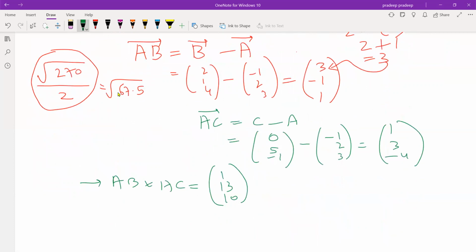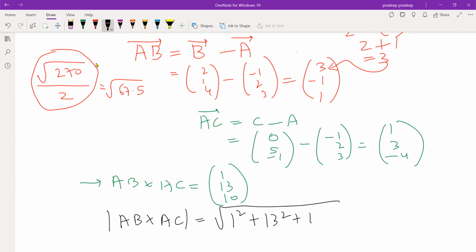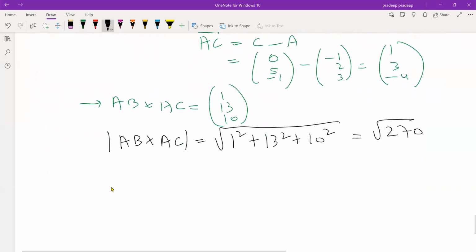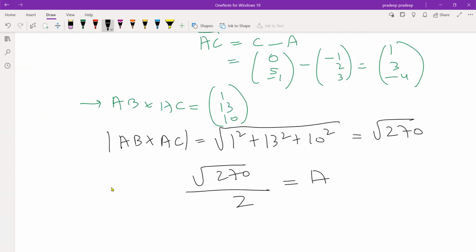After this, we find out the magnitude of this particular vector. So mod AB cross AC will be equal to square root of 1 square plus 13 square plus 10 square. So how much is that? 169 plus 1 plus 100. So this will be square root of 270. This is the magnitude of AB cross AC. Now, since we are supposed to find the area of the triangle, not the parallelogram, we need to divide this by 2. That will be the answer.